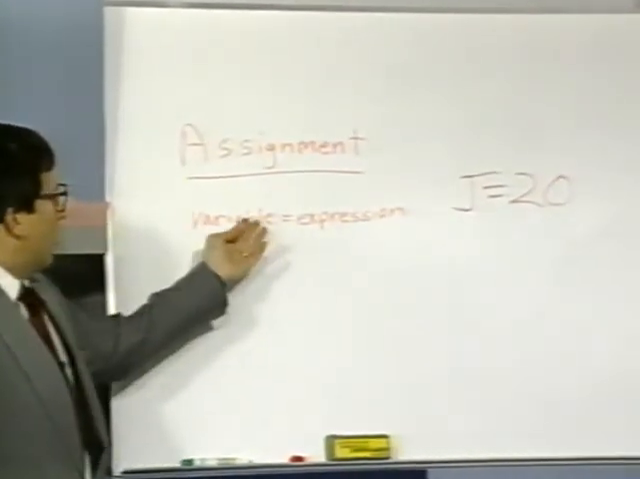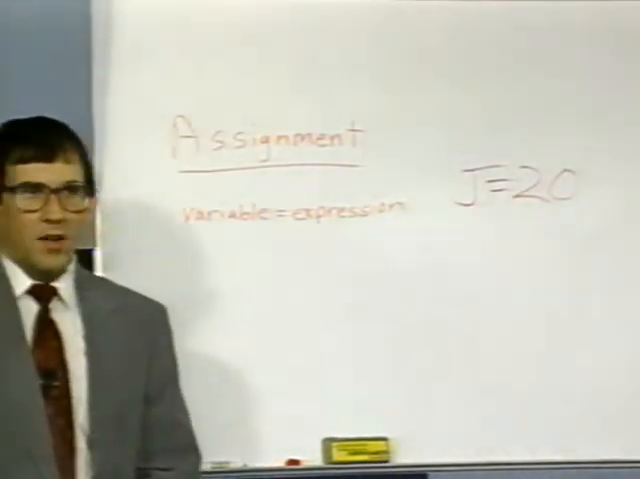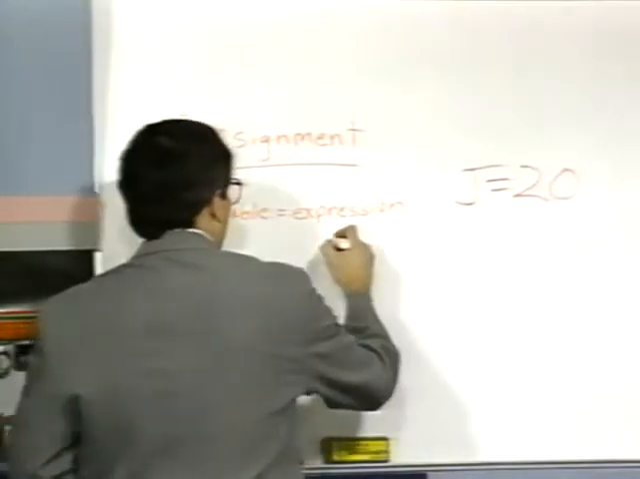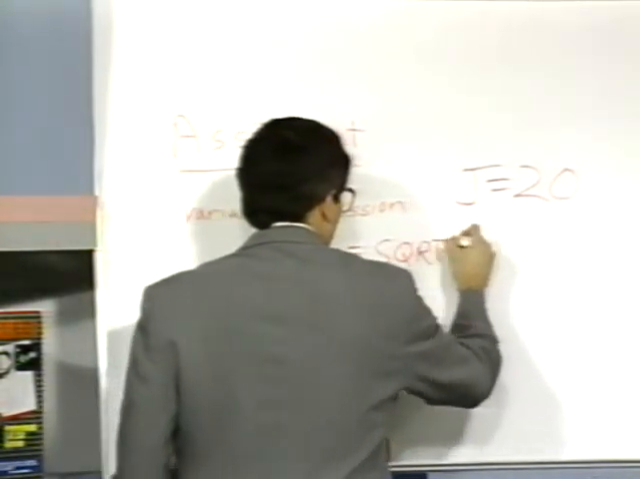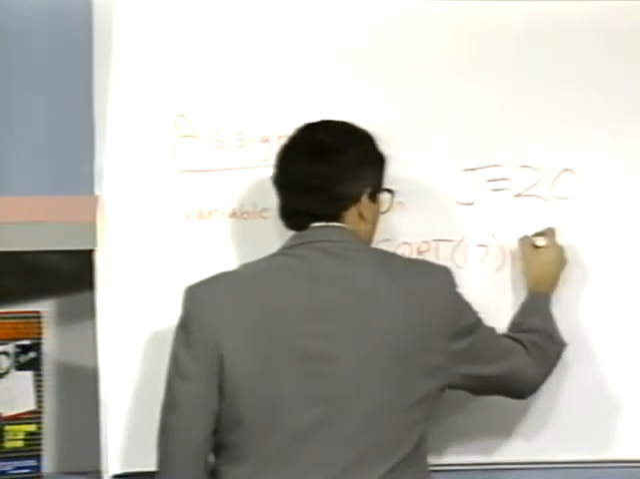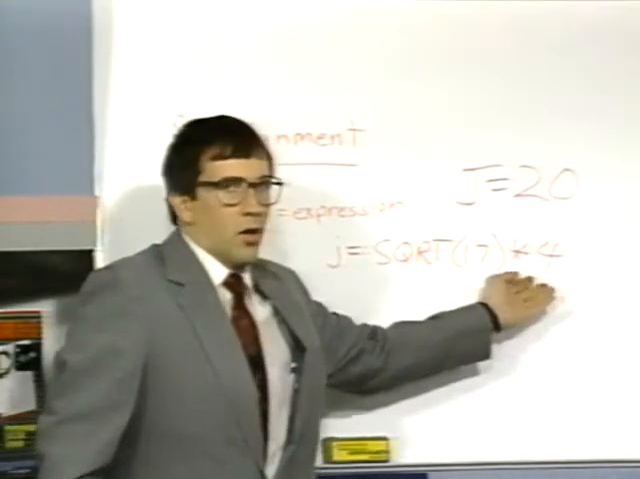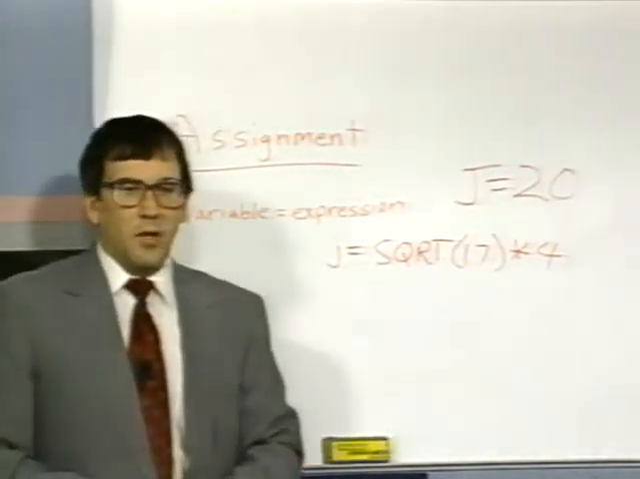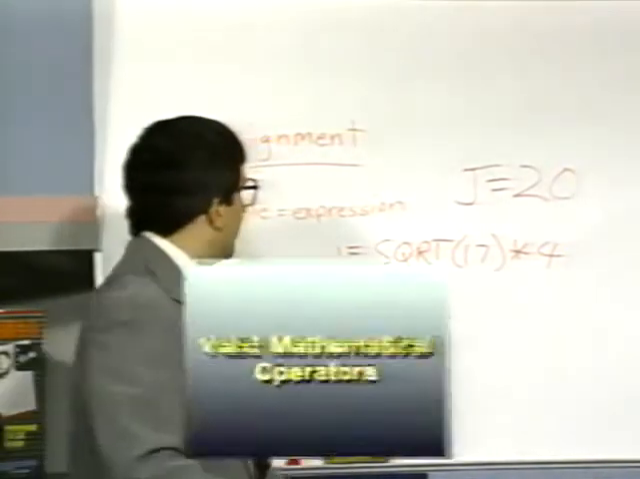The assignment statement, when we had j equals 20, takes on the form of variable, equals, and expression. The expression can be any mathematical expression, no matter how complex or simple. For example, if we wanted to say j equals square root of 17 times 4, this is okay. This takes the square root of 17, multiplies it by 4, and assigns that value to the variable j. This is similar to many other programming languages, such as BASIC, Pascal, and most common languages.